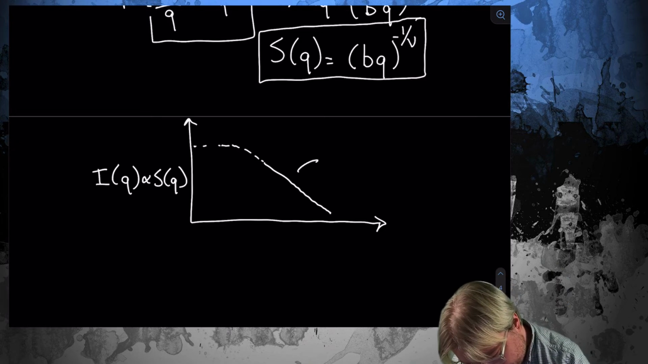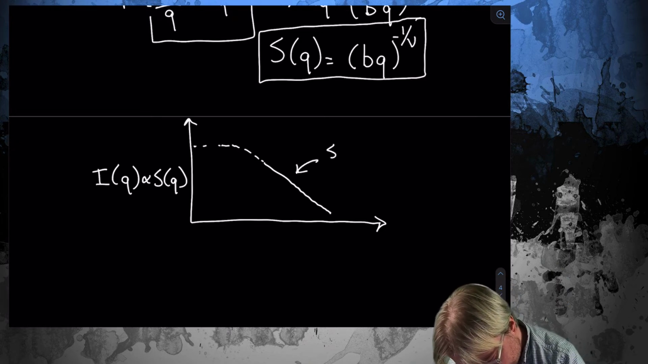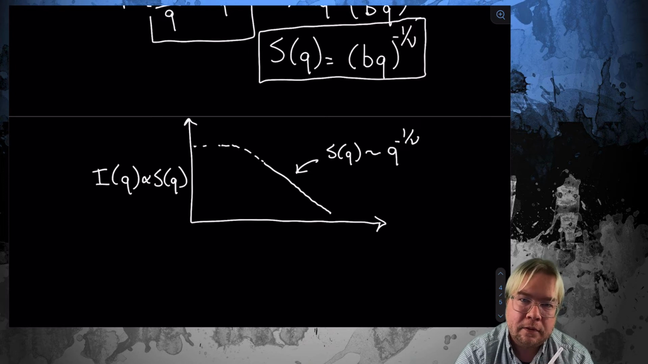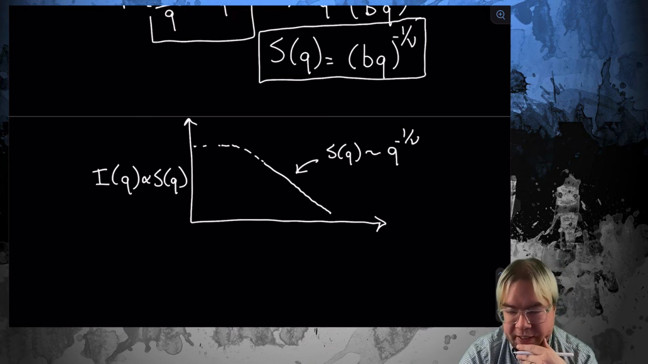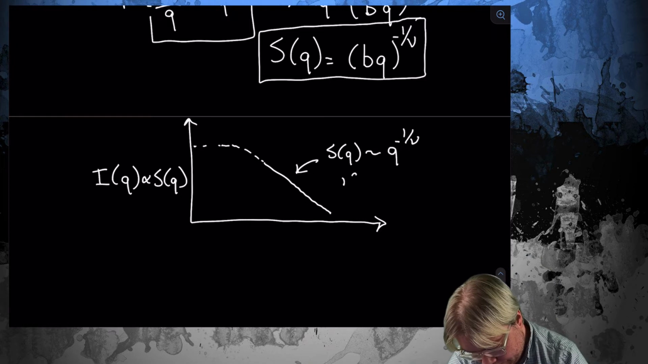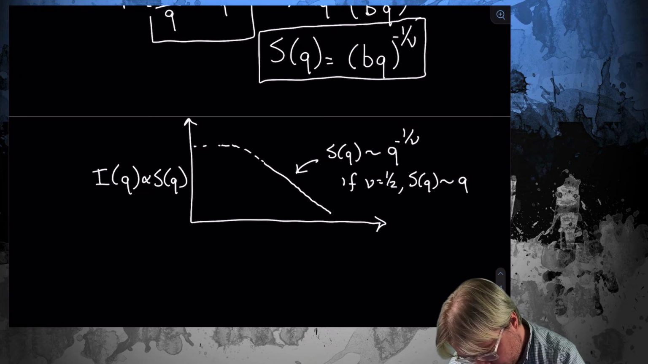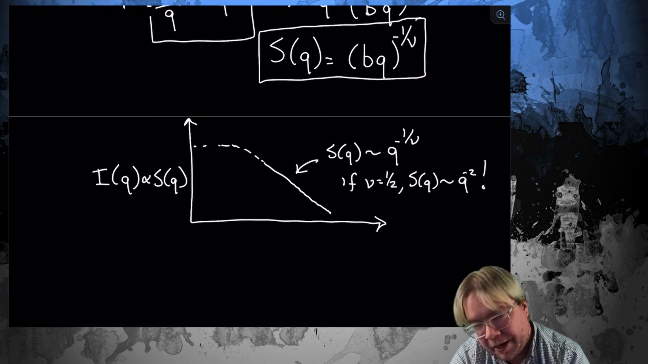Is this useful? Well, yeah, it says right here that the scattering intensity, the structure factor, scales as Q to the 1 over nu. Well, let's just try a test case. If I have a polymer chain that's an ideal polymer chain, then nu is equal to 1/2. Well, if nu is equal to 1/2, S of Q scales as Q to the -2.